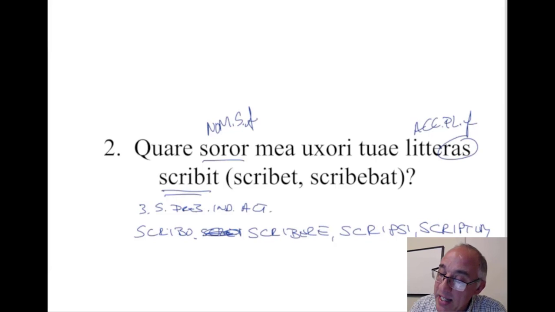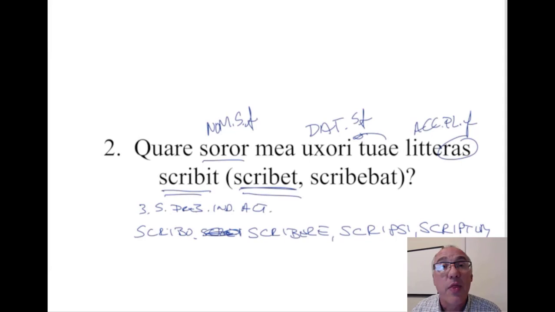Why is my sister writing uxori? Dative, singular feminine, and tuae modifies it. To your wife. Why is my sister writing a letter to your wife? How would this change if it were scribet? If it were scribet, the E is the sign of the future tense of the third conjugation verb. And scribebat, why was my sister writing? The BA is the imperfect tense of the third conjugation verb. Why is my sister writing a letter to your wife?